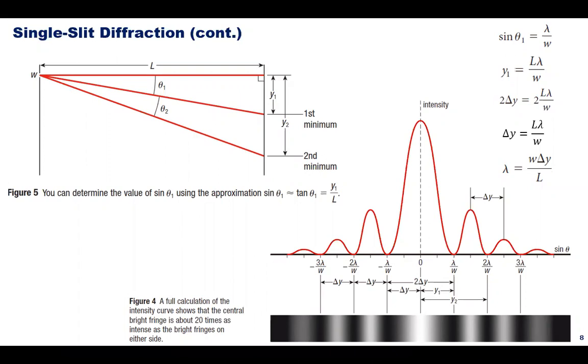You can approximate the width of the central bright fringe by using the angular separation of the first dark fringe on either side. We can calculate the angles for these dark fringes by setting n equals 1 to obtain the following relationship: sine theta 1 equals lambda over W, right?